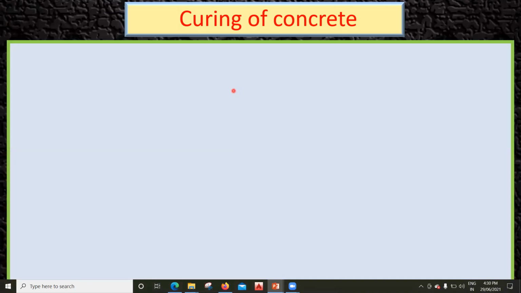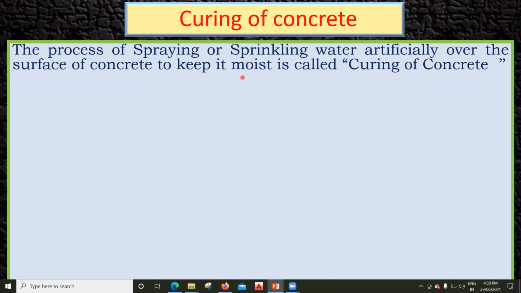Hello learners, in this lecture we will see what is curing of concrete, what are the different ways in which the curing can be done, and we'll try to understand what are the practical applications of this. So the process of spraying or sprinkling the water artificially over the surface of a concrete to keep it moist is called as curing of concrete, right?